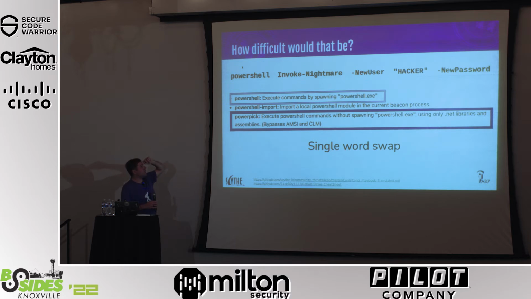The top here is a little screenshot and a snippet from that Conti playbook. They have this PowerShell Invoke-Nightmare, which is PrintNightmare, and then they have basically adding a new user. And this second one is a quick cheat sheet from Cobalt Strike that shows exactly how hard it would be for the adversaries that are building this to make this switch in their playbooks. It would be literally switching out the word PowerShell to PowerPick.